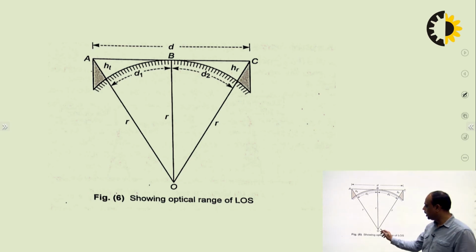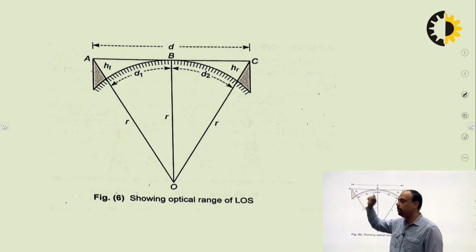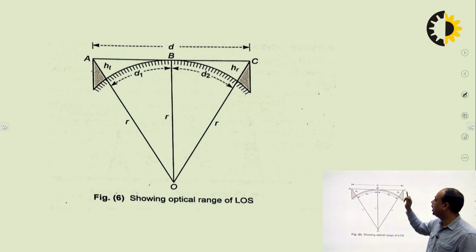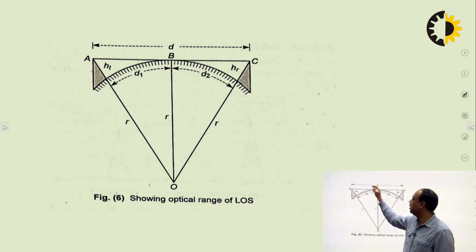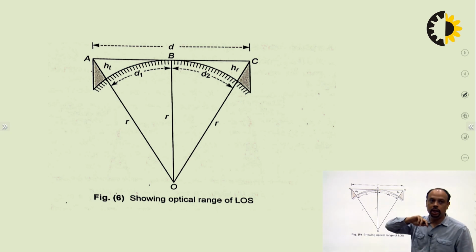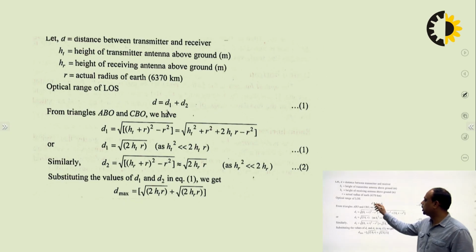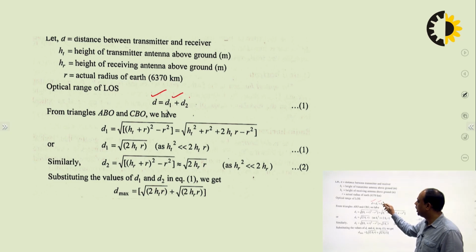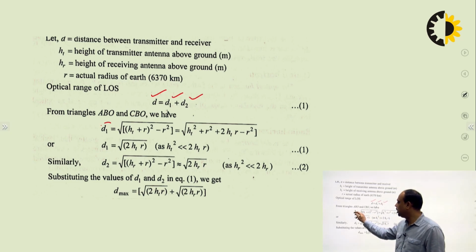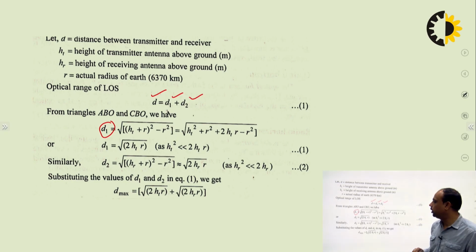This is the center of the earth, and this is the radius of the earth, all three points. The transmitting antenna has height ht and the receiving antenna has height hr, and the distance between the antennas is d. We split this distance into two distances: d1 from the transmitting antenna to the optical horizon, and d2 from the optical horizon to the receiving antenna. The total distance d is made up of d1 and d2. First we calculate d1. How can we calculate d1?